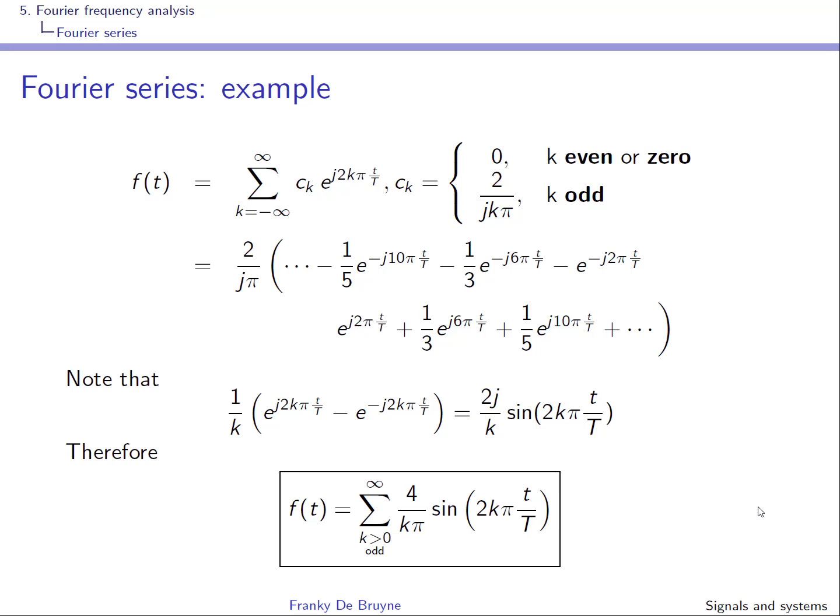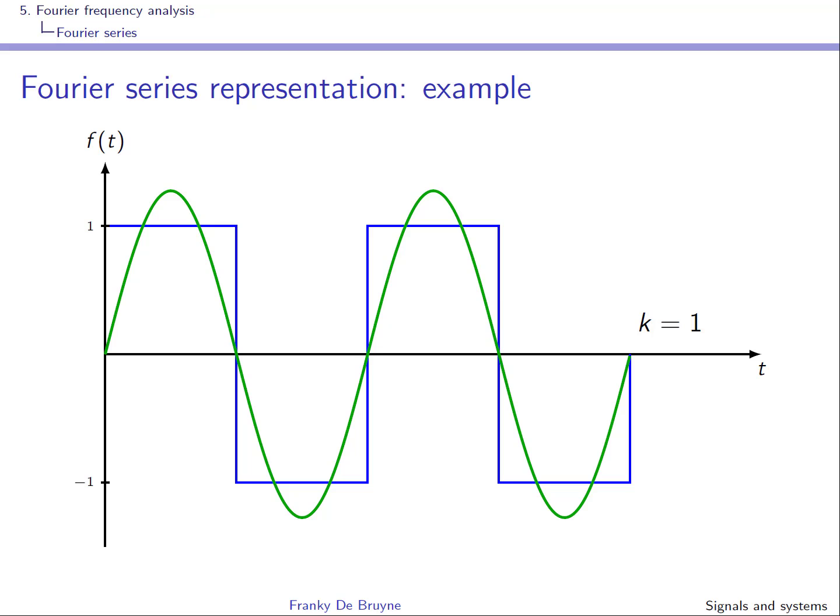Here k is odd, and in each term you have a coefficient in front of the sine, which is 4 over kp. So you see that the contributions of higher order harmonics will decrease as you have a 1 over k relation in this term. So let's have a look at what happens after one term.